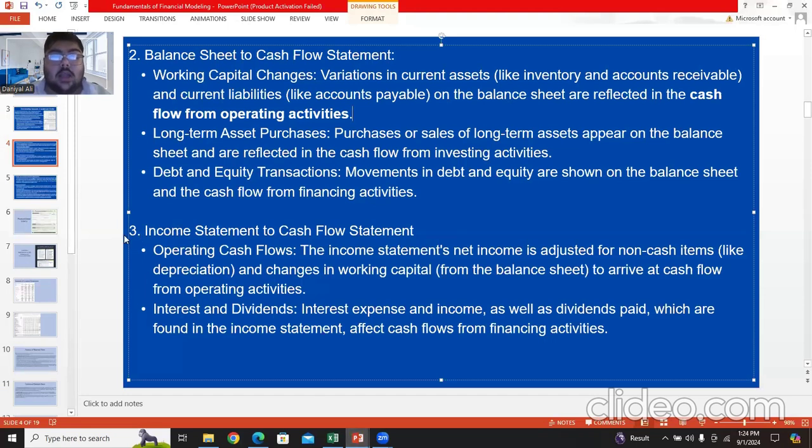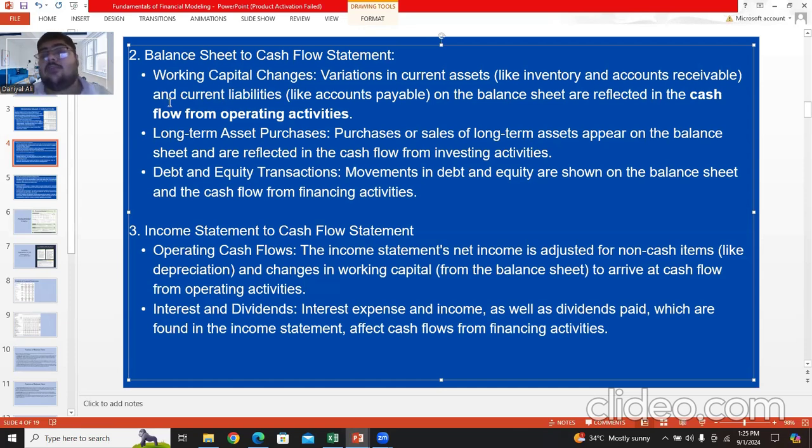The third thing to look at to understand is the income statement to cash flow relationships, how my income statement and cash flow relate. My operating cash flow includes income statement items such as depreciation and amortization, which are non-cash items, impairment losses, also non-cash items, and some unrealized gains and losses. These are part of my operating cash flows. We look at the changes in working capital, which relate to my balance sheet, to get cash flow from operating activities. Dividend and interest payments are part of my cash flow from financing activities, which affects my income statement.